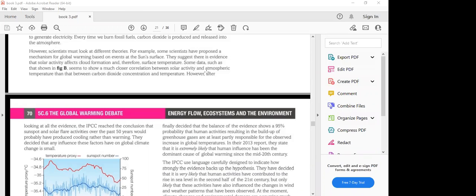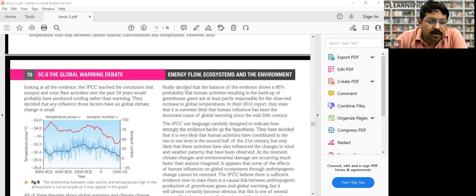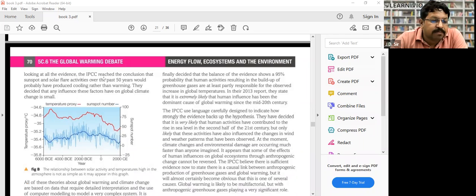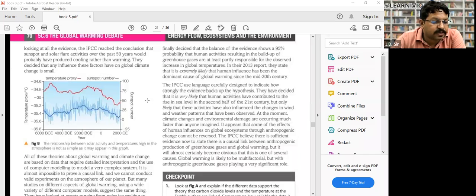Yes. However, after looking at all the evidence, the IPCC reached the conclusion that solar flare activity over the past 50 years would probably have produced cooling rather than warming. They decided that any influence these factors have on global climate change is small.